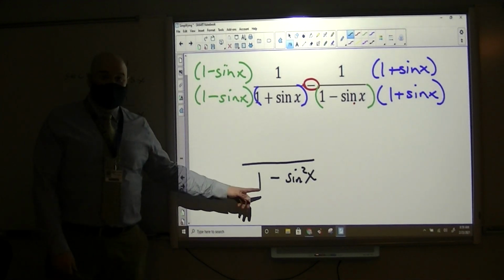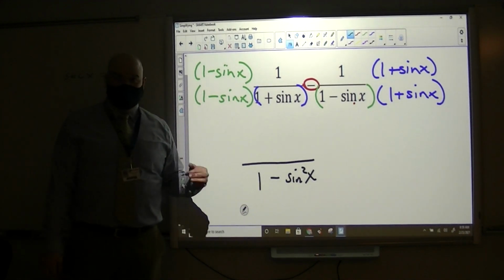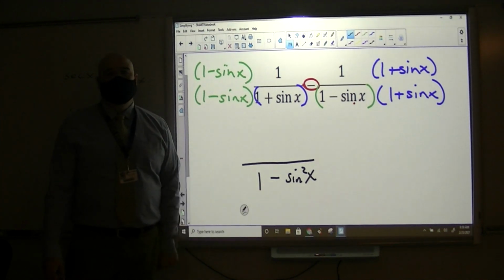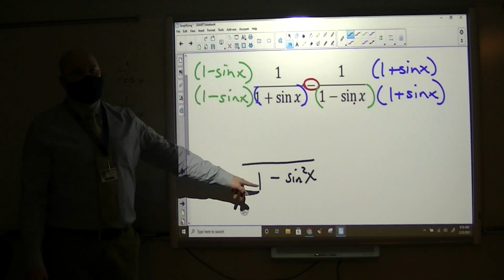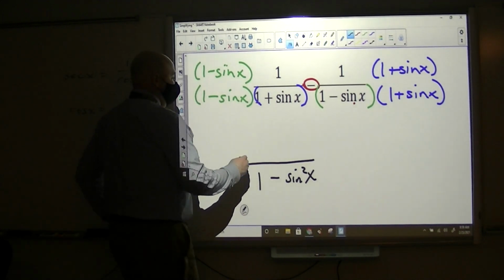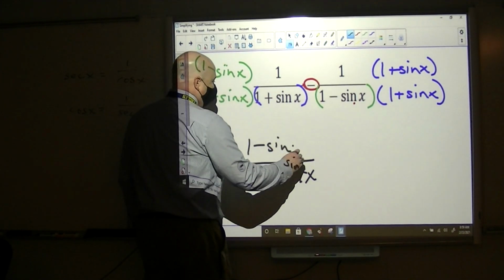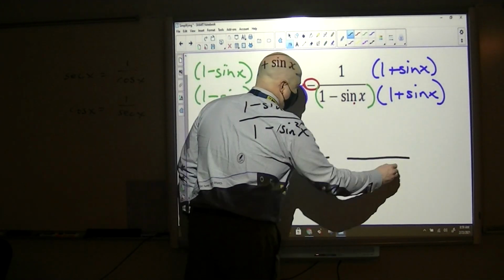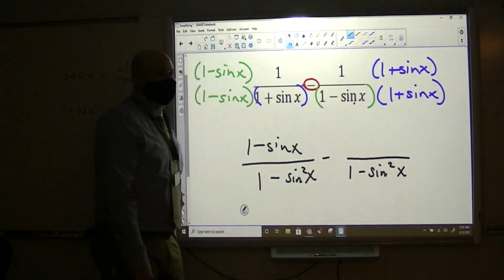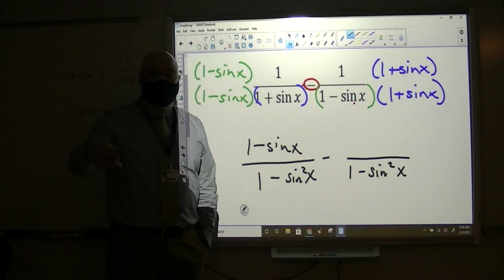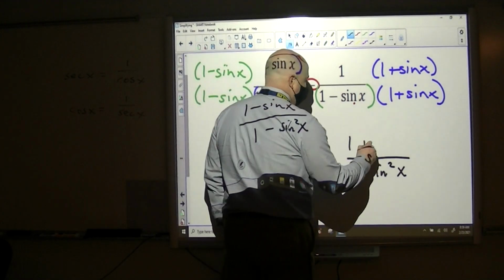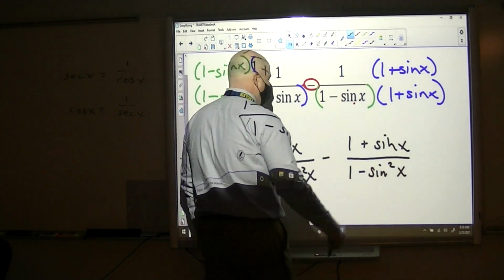And then when I write that, if you've watched all these videos, if you've kept up, you're like, 1 minus sine squared. Think I see where this is headed? Maybe. On the top we have 1 minus sine x, minus. Now I'm going to get the same denominator over here when I multiply those conjugates, because that's the common denominator that we're trying to find. And then on the top I have 1 plus sine x.